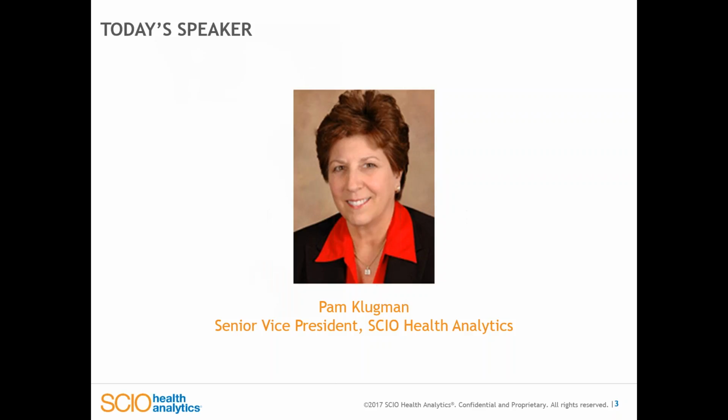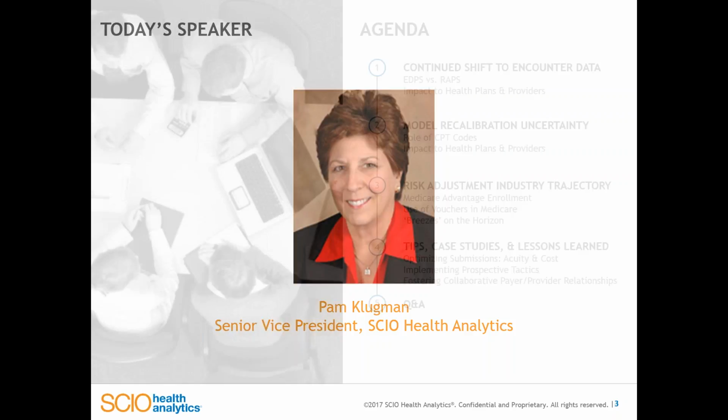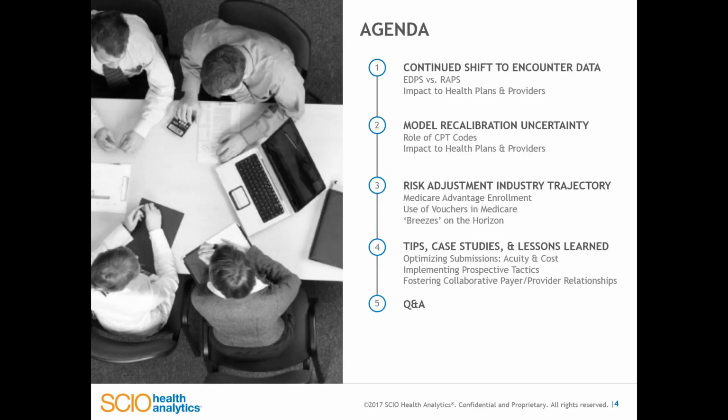So today's discussion is focused on the coming risk adjustment headwinds in 2017 and what your organization can do about them. We'll spend the first part of our time together describing just what they are. Some of these headwinds, like our first topic of the shift towards EDPS data, you may be experiencing already. Others that we'll cover later in the presentation, like the potential use of vouchers in Medicare, are further off onto the horizon. The second half of the presentation will be filled with tips, case studies, and some examples of what you can do to optimize your risk adjustment programs.